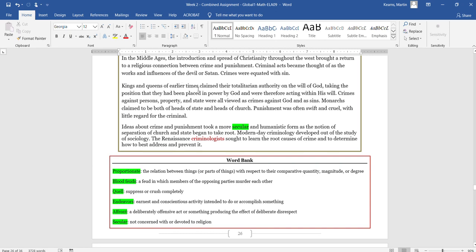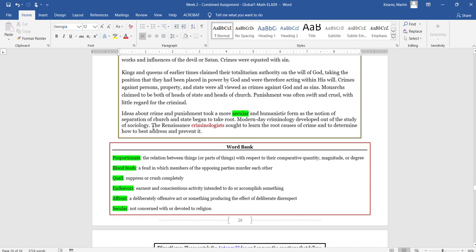Kings and queens of earlier times claimed their totalitarian authority on the will of God, taking the position that they had been placed in power by God and were therefore acting within his will. Crimes against persons, property, and state were all viewed as crimes against God and as sins. Monarchs claimed to be both the heads of state and heads of church. Punishment was often swift and cruel, with little regard for the criminal.